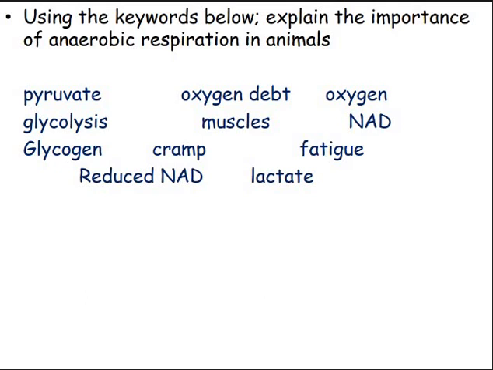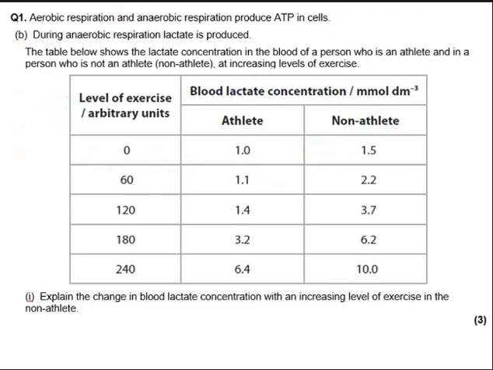And what I want to look at now is some exam questions. So I don't know if you've got these on paper based. If not, you can just do them like this. So let's look at the first one. Aerobic respiration and anaerobic respiration produces ATP in cells.